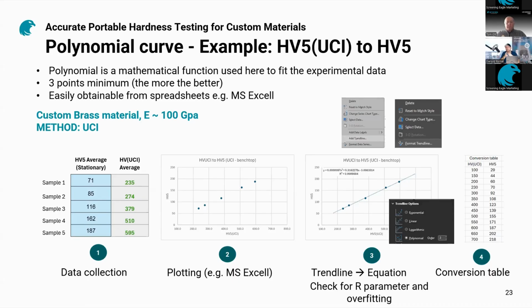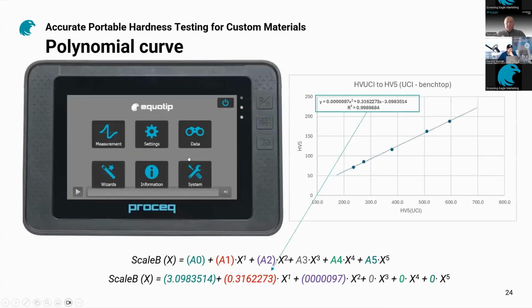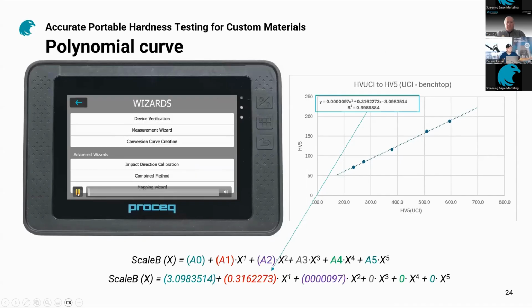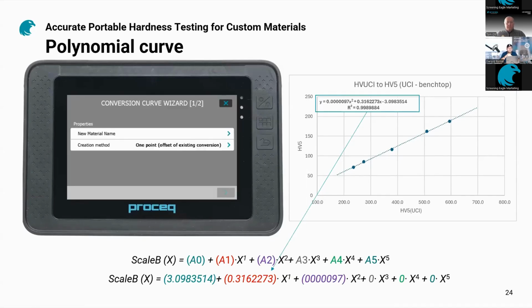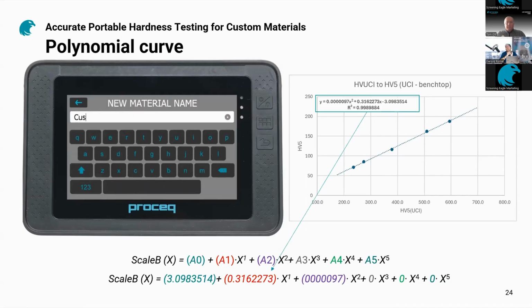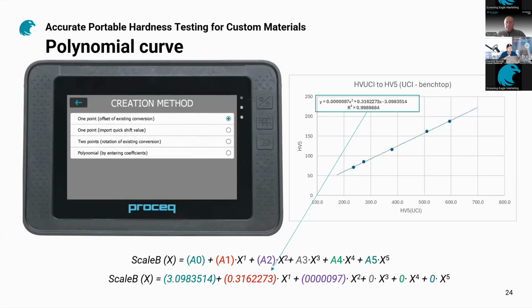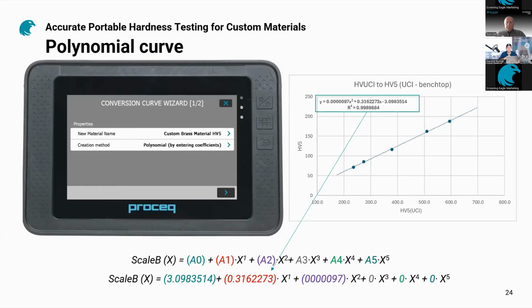Some devices on the market, including all of the devices from us, allow you to store that and use it later on. Let's see how it works on this device. This is an Equotip 550. The device goes through a simple wizard, so it guides you through the entire process of how to implement them. In this example, we're using exactly the same conversion curve for brass. Brass cannot be easily measured with UCI because of this specific material. So what we're selecting here is a polynomial curve.